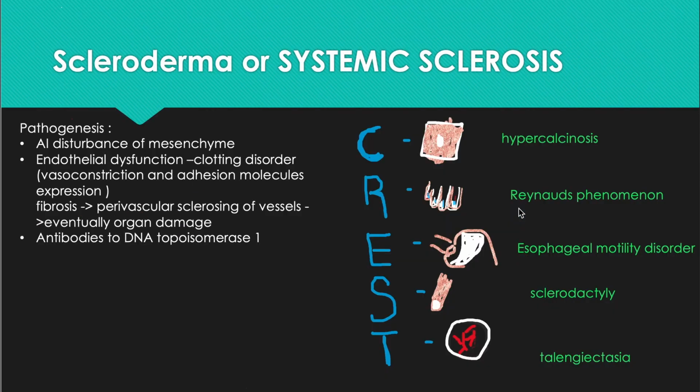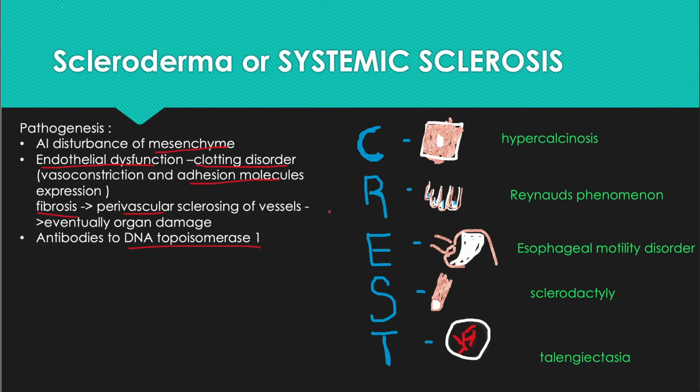Now, after this, we're going to talk about scleroderma or systemic sclerosis. It is an autoimmune disturbance of mesenchyme, and the pathogenesis is what we're talking about. So, first, there's going to be autoimmune disturbance of mesenchyme and endothelial dysfunction, and endothelial dysfunction in this case is going to cause vasoconstriction and increased expression of adhesion molecules. So this will cause a clotting disorder that causes hypercoagulability. And there's also going to be fibrosis and perivascular sclerosing of the vessels and eventually organ damage. Now, the antibodies that are present are going to be against DNA topoisomerase 1 in this condition.